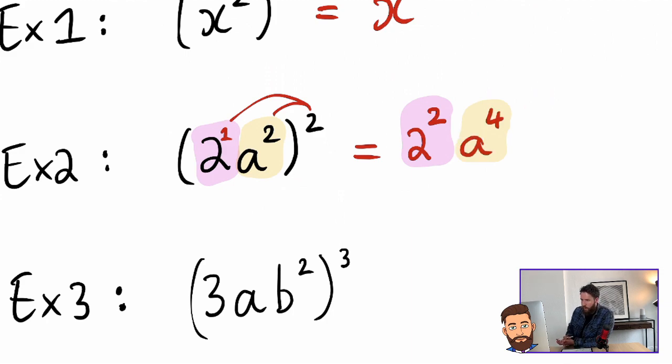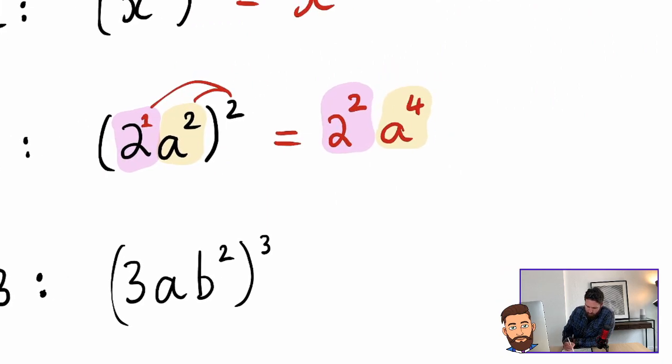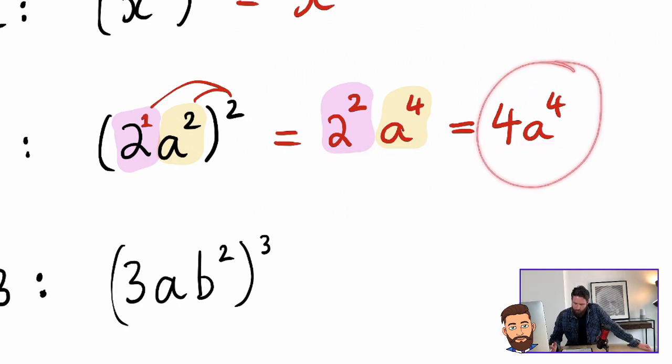Okay, so our final answer, well, we're not quite done yet, because in these types of questions, they generally keep this bit a low power. We can tidy this up, we can simplify this. What is 2 squared? We know 2 squared is 4. So the answer to this is 2 squared is 4, and then we've got the a to the power 4. So the answer to this question is 4a^4.